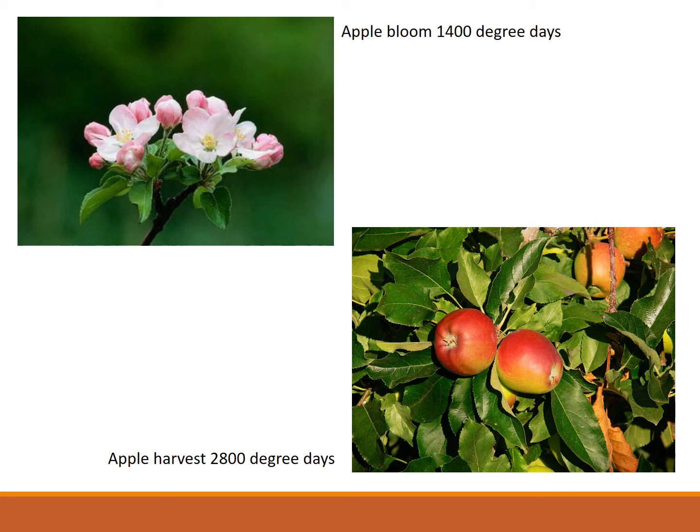So the Michigan grower is going to reach 1,400 degree days at a later calendar date than the grower in Oklahoma, because Michigan is just a colder climate, and it's going to take more time to accumulate those growing degree days than it would if you were a grower in Oklahoma.